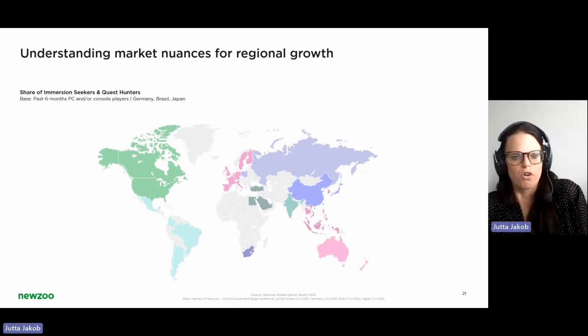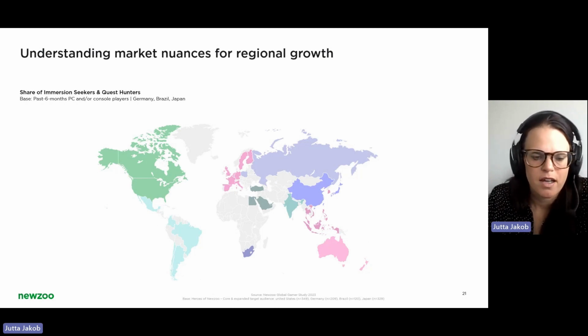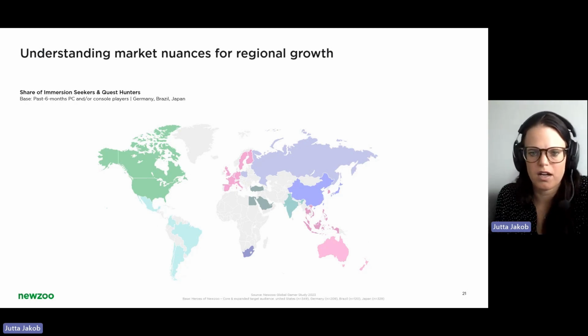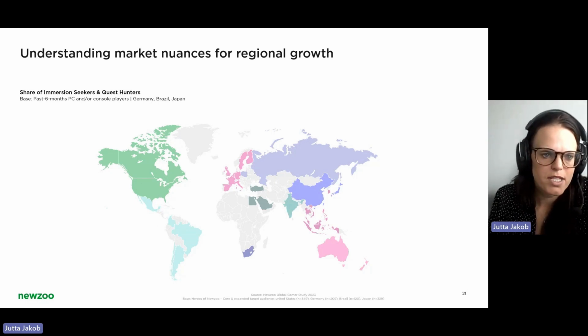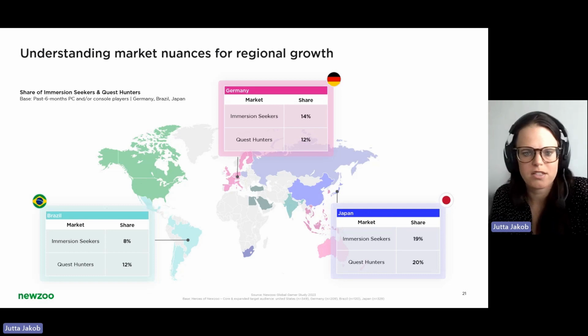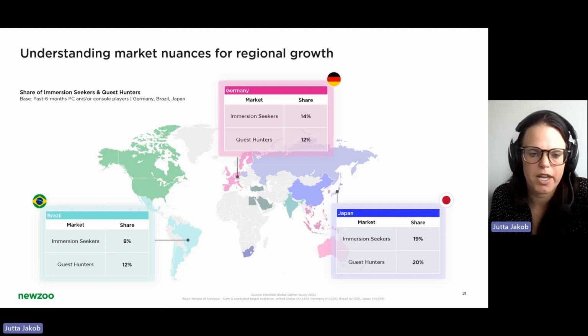The other way to grow our player base is to expand to new markets. Here we are just looking at the shares of the immersion seeker and the quest hunter across some key markets to inform our expansion strategy. It is not surprising to see that the shares are much higher in Japan, since RPGs are particularly more popular in Asia. When expanding to new markets, it is crucial to take market nuances into account, since demographic and media behavior are likely to differ.